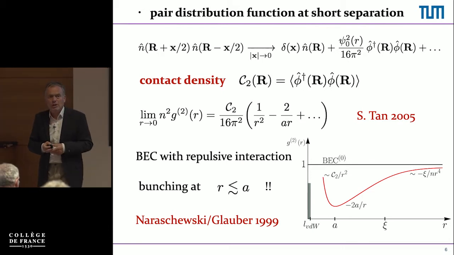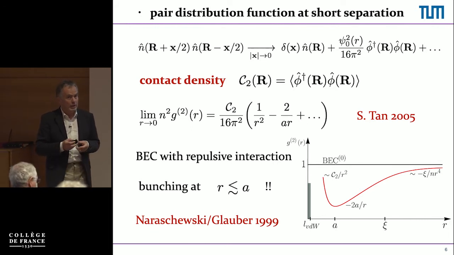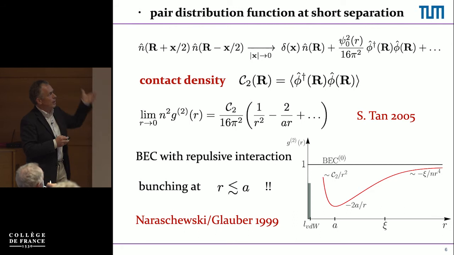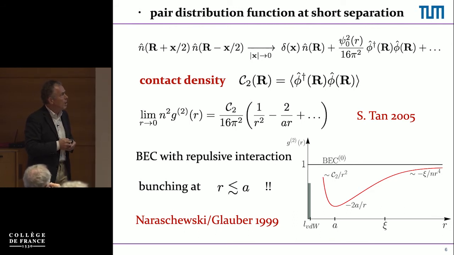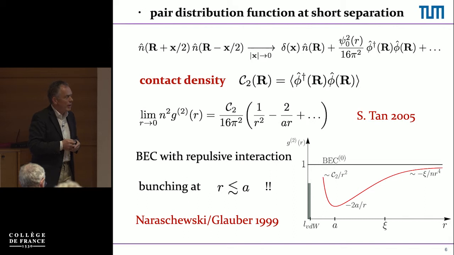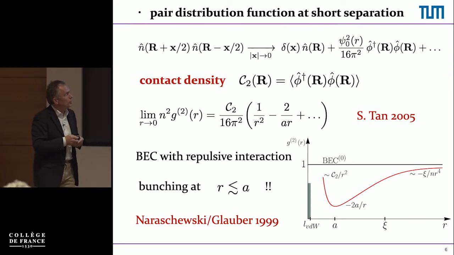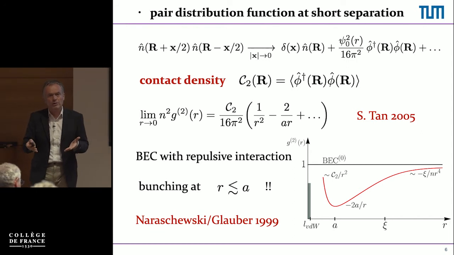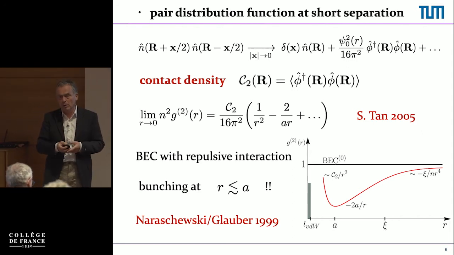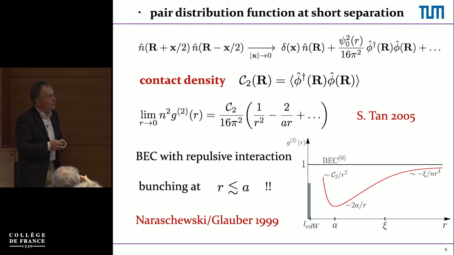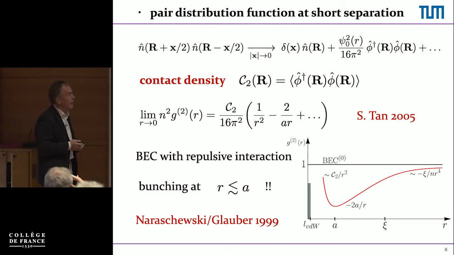Actually, this behavior was first realized in a paper by Naraschewski and Glauber in 1999. They, however, said that this term gives rise to an increase of the G2 at short distances and some bunching, but since they assumed weakly interacting BECs, it happens when the scattering length is of the order of the van der Waals length. That's the typical value of the scattering length. And therefore they said this is not really a relevant regime, because as long as the scattering lengths are of the order of the van der Waals length, you don't see this blow up. But of course, if the scattering length is separated from the real short distance scale, which I have set to 0 here, then there is this bunching.